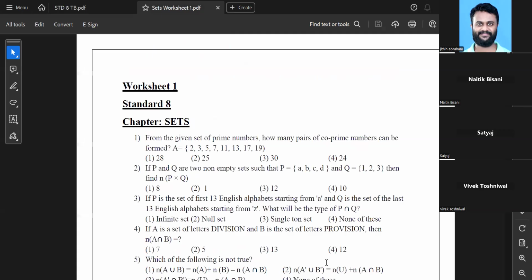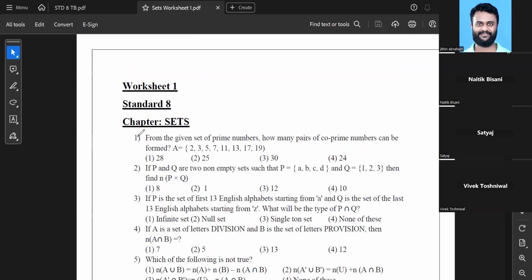If the worksheet is visible to everyone, can you please give me a thumbs up? Okay, that's great. So this is the worksheet.